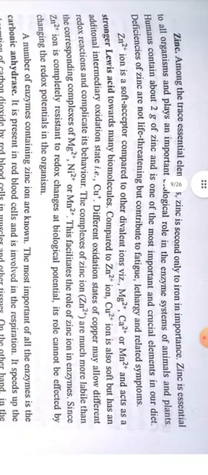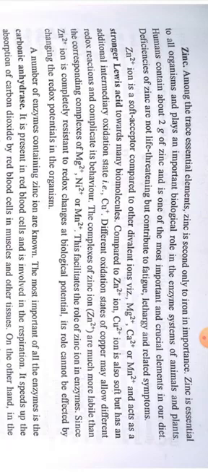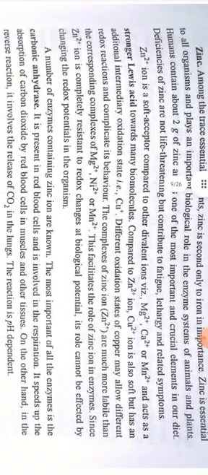Next is zinc. Among all these transition elements, zinc is second only to iron in importance. Zinc is essential to all living organisms and plays an important biological role in enzyme systems of animals and plants. Humans contain about 2 grams of zinc, and it is one of the crucial elements in our diet. Deficiency of zinc is not life threatening but contributes to fatigue, lethargy and related symptoms.